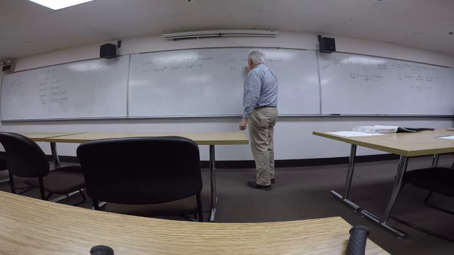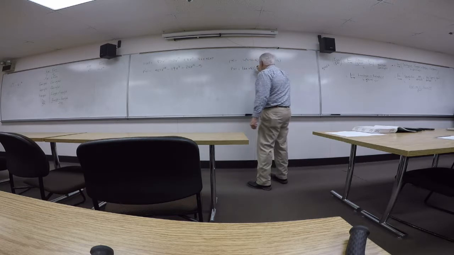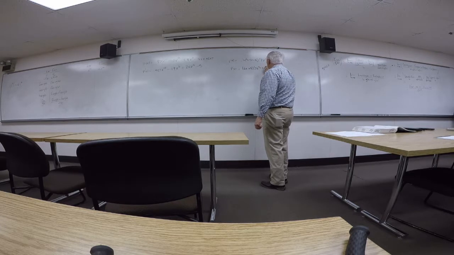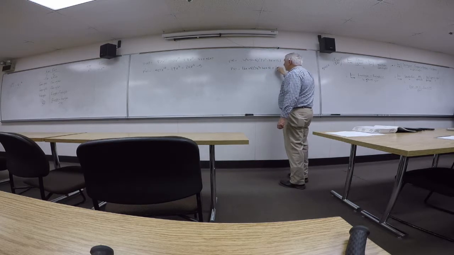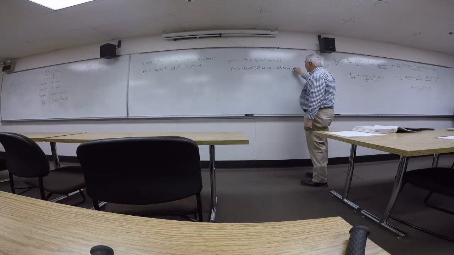Derivative of the first, 6x plus 5, times the second, 7x squared minus 2x plus 13, plus the first, 3x squared plus 5x minus 4, times derivative of the second, 14x minus 2.